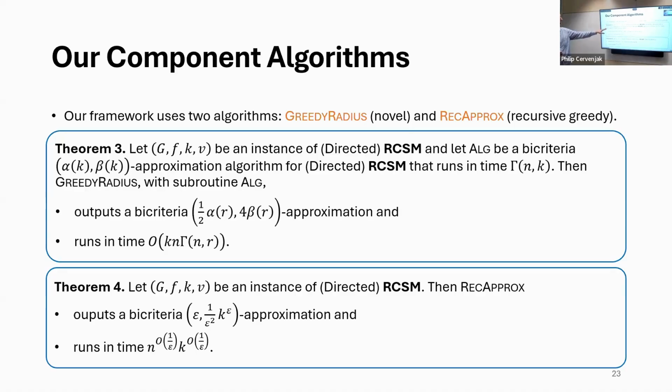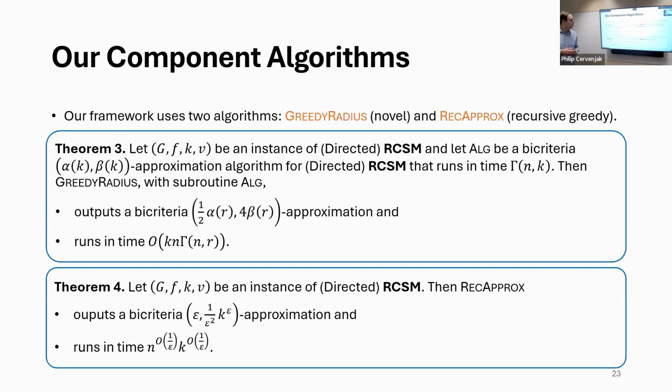So greedy radius takes this instance of the rooted connected submodular maximization problem, and it also takes as input this subroutine algorithm, which we just say achieves this bi-criteria approximation depending on k. And so I've introduced these terms alpha of k and beta of k: alpha of k is just the approximation term in the bi-criteria approximation, and beta is the violation factor. And then gamma of n of k is just the running time of the subroutine.